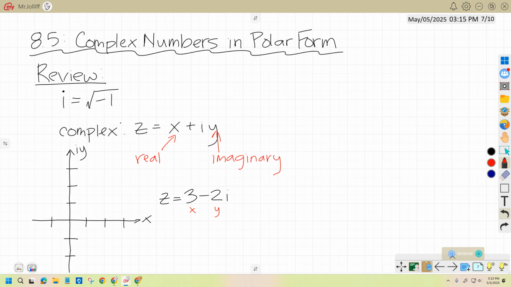And so I plot it just like I would any other ordered pair in a coordinate system. So in my coordinate plane, I'm going to go forward 3, 1, 2, 3, and then down 2, 1, 2. So that complex number is sitting in the fourth quadrant. Positive x, negative y.